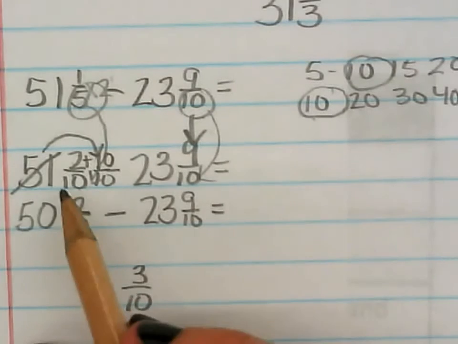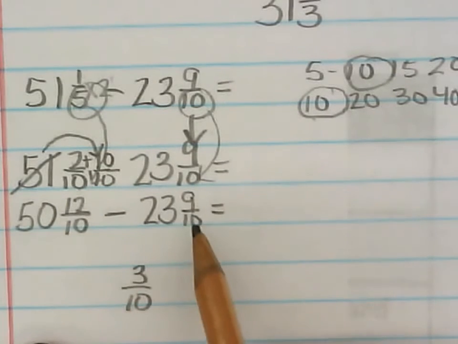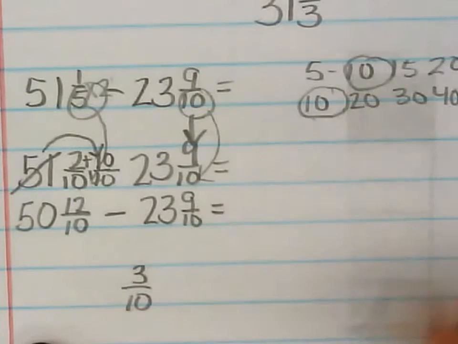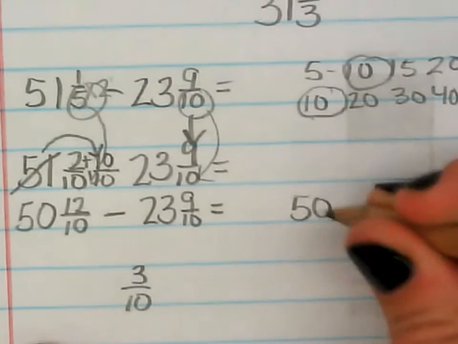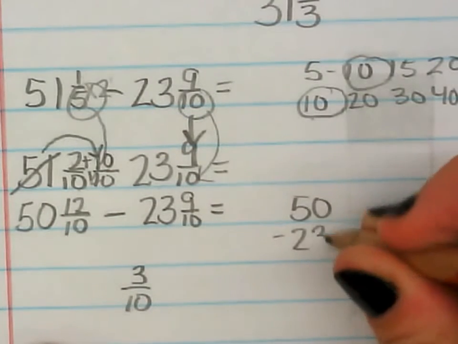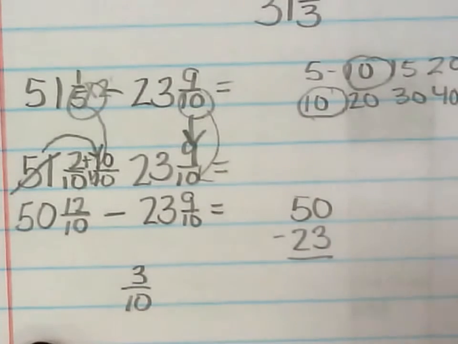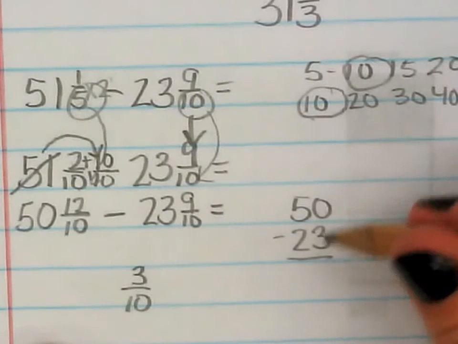So now I'm going to subtract my whole numbers 50 and 23. Again, if I need to rewrite it going vertically, no problem. Rewrite it going vertically. Doesn't matter how much work I show, how much time it takes. What does matter is that I take that time to get the right answer.